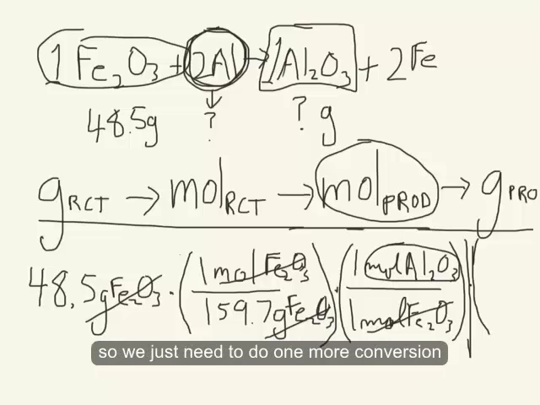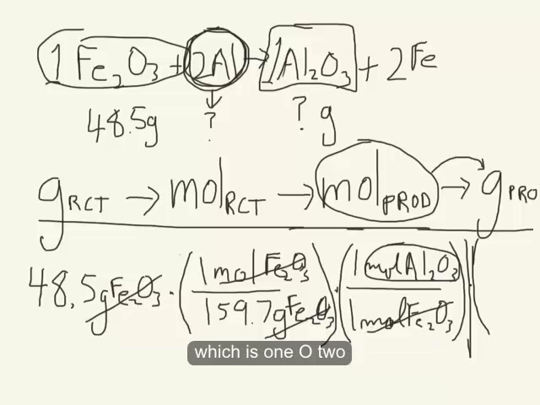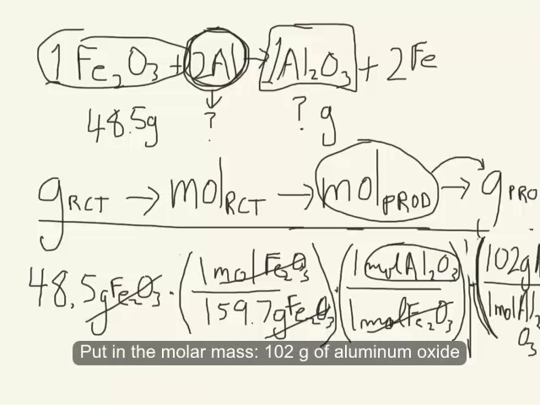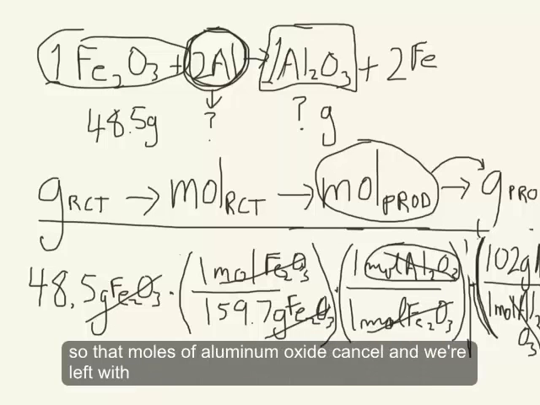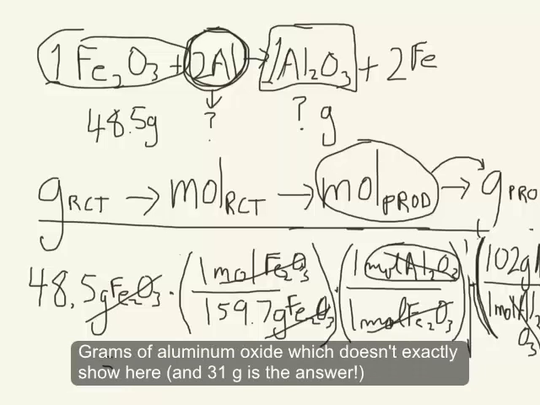So we just need to do one more conversion using the molar mass of aluminum oxide, which is 102. So I've put in the molar mass, 102 grams of aluminum oxide, divided by 1 mole of aluminum oxide. And the moles of aluminum oxide cancel, and we are left with grams of aluminum oxide, which doesn't exactly show here.